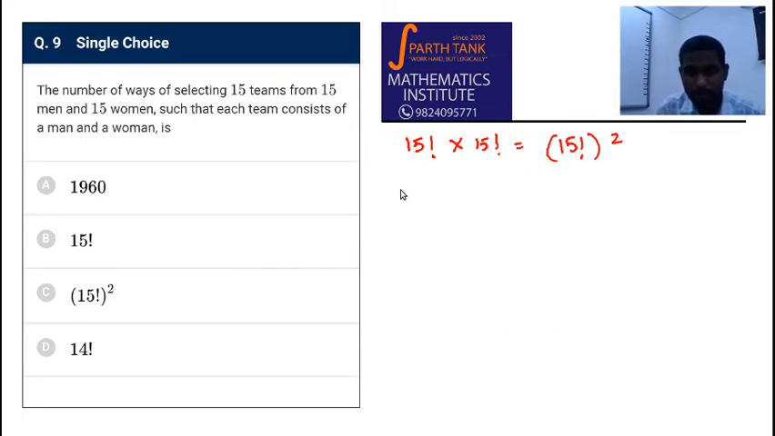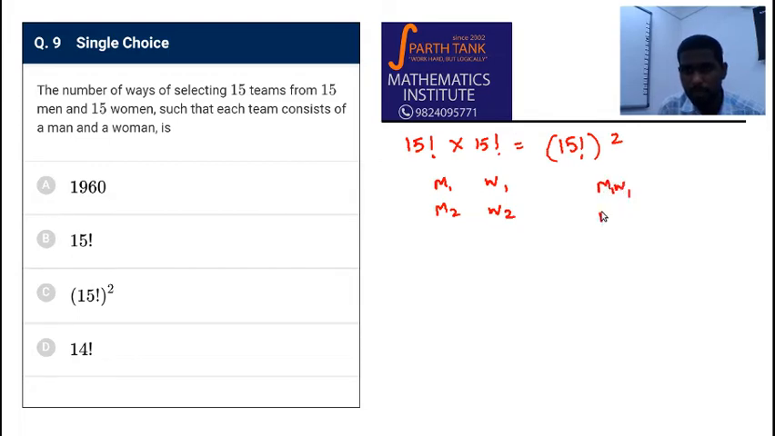Why? Because if you think a little carefully, let's take the example of 2 men and 2 women. This logic should give us 2 factorial into 2 factorial, which is 4 ways. But if you have 2 men and 2 women, man 1, woman 1, man 2 and woman 2, you have only 2 ways of doing this.